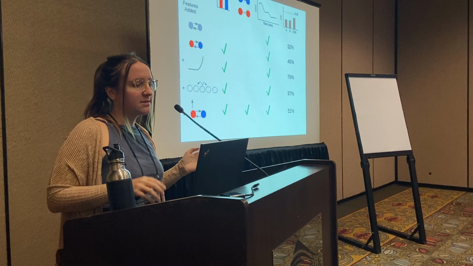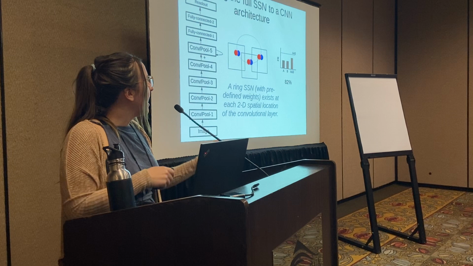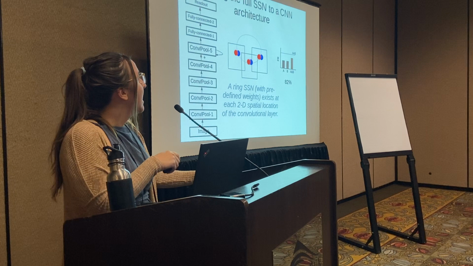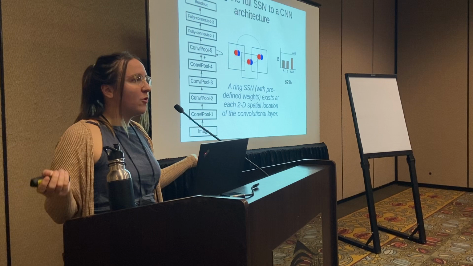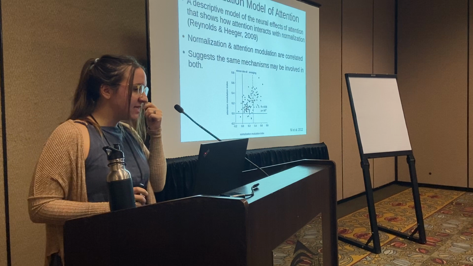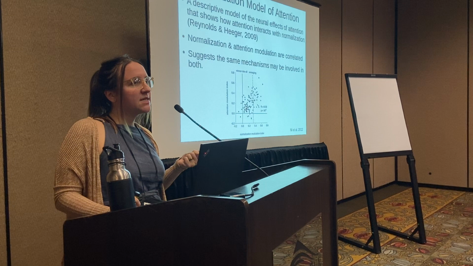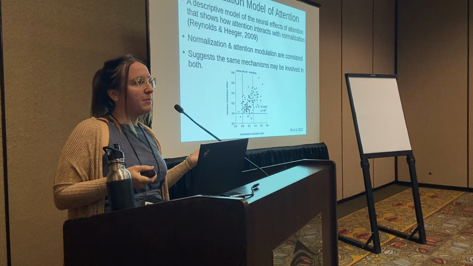You can also just put the SSN itself in as the recurrent connectivity. In that case, you don't train the recurrent weights, you only train the feedforward weights in the network, and you can see how they end up using this circuit that you've placed in there. In that case, the amount of sublinear summation is high because we know that the SSN performs sublinear summation. But I want to talk about this approach of just putting the network in the context of studying attention. The reason for that is that I said that the SSN performs normalization, and there's something called the normalization model of attention that suggests that the neural circuits that are involved in performing normalization are what are modulated by attention.